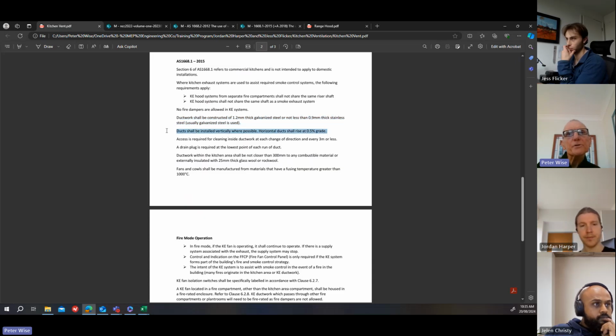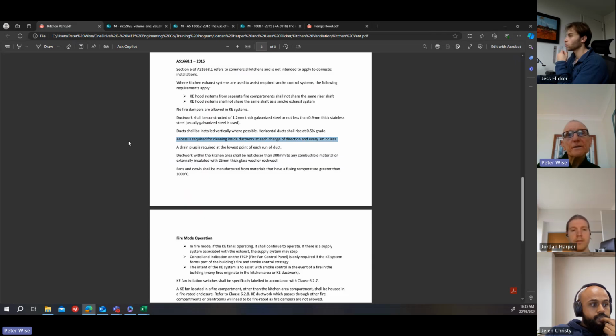Ductwork shall be installed vertically wherever possible. So ideally, the duct goes up through the building or, if you've got a roof over the kitchen, straight up through the roof. And that allows any grease in the duct to run back down into the hood and then drain into the gutters of the hood. If you have horizontal ductwork, try and have a rise of, they say, 0.5% in the direction of flow. So it's going up. So grease will tend, when it's hot and fluid, to run back to the exhaust hood. And these are all requirements out of 1668, so Part 1.